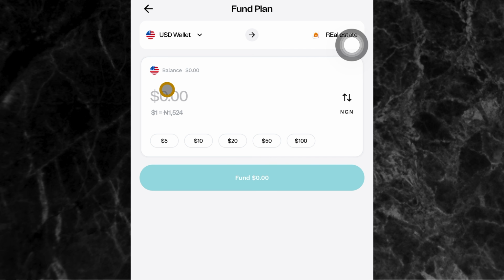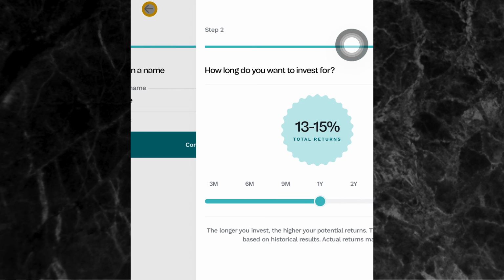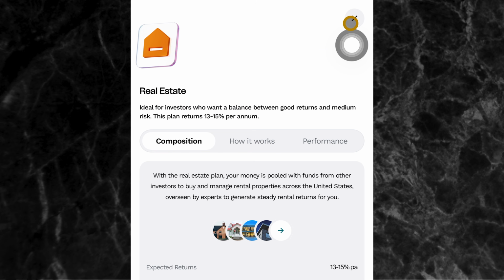And then for the next 1 year, you'll be getting 13 to 15% profit on your money. I hope you understand. So it's as simple as that. So that's the simple way for you to invest in the real estate investment on the Risevest app. Now let's go back and check out the other kinds of investment that we have.